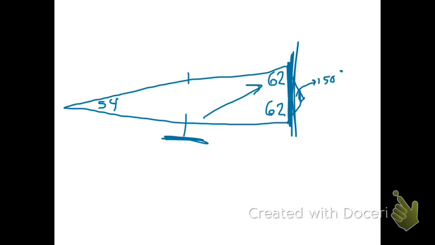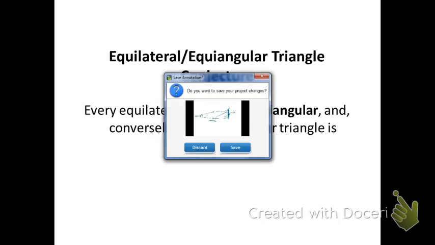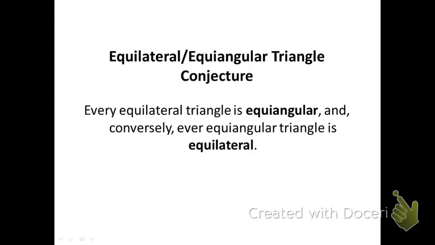The last thing that I want to talk about is that since we know that the largest side is opposite the largest angle and the smallest side is opposite the smallest angle, if we have an equilateral triangle, we know that since all the sides are equal, all the angles have to be equal. So every equilateral triangle is equiangular. And if all the angles are equal, that also means all the sides are equal. So every equiangular triangle is equilateral.